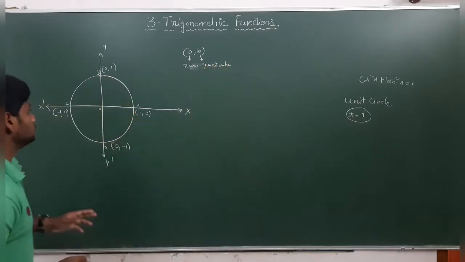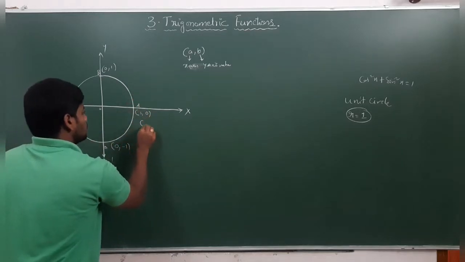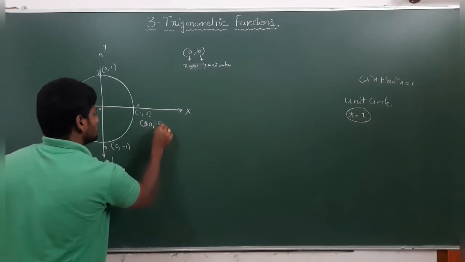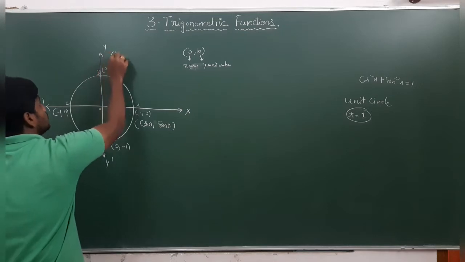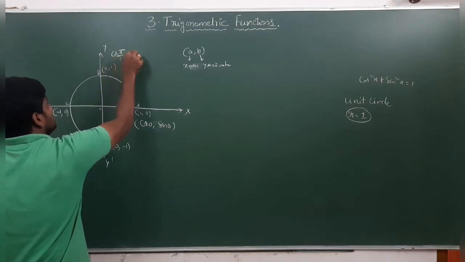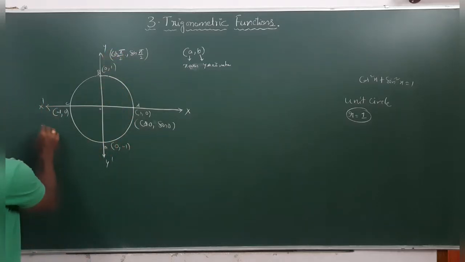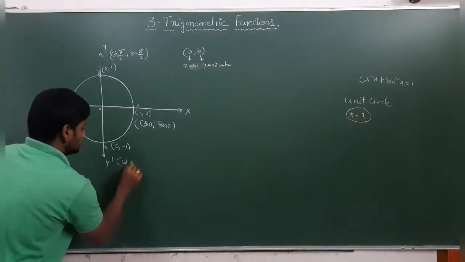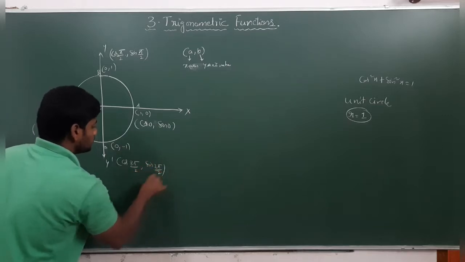Right? Now, this 1, 0, can I write it as cos 0, sin 0? See, this one I will write as cos pi by 2, sin pi by 2, like an ordered pair. This one I will write as cos pi, sin pi. This one I will write as cos 3 pi by 2, sin 3 pi by 2.